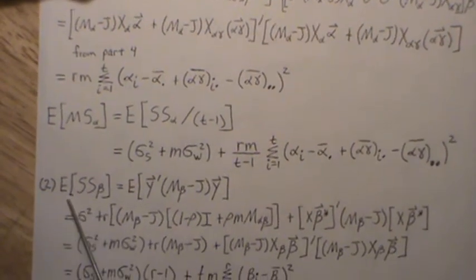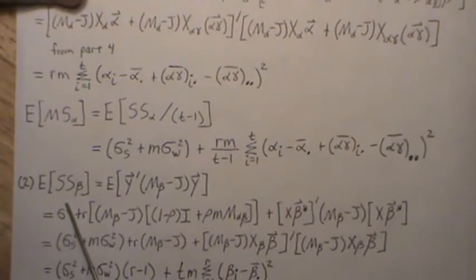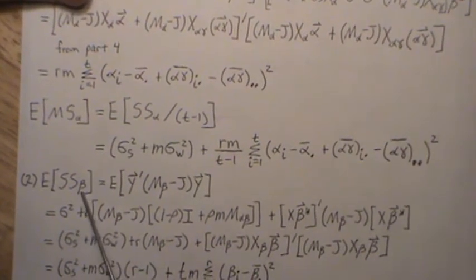Now, the expected value of the sum of squares for beta, now it's this by definition, and we derived the partitioning of the sum of squares in the previous video.